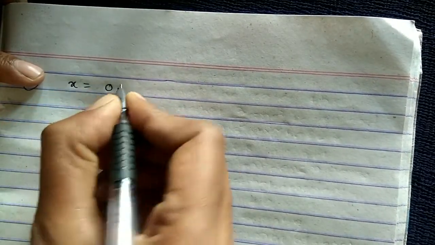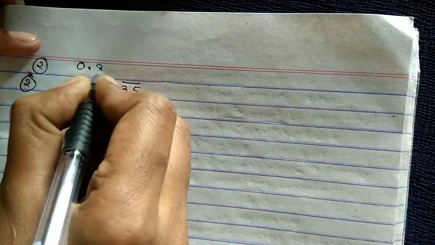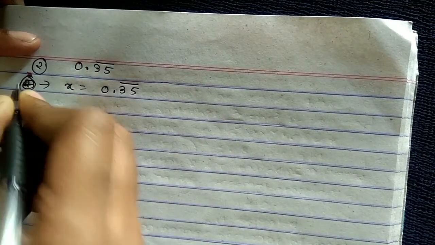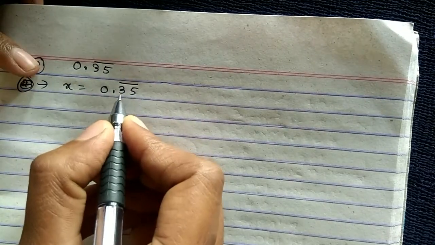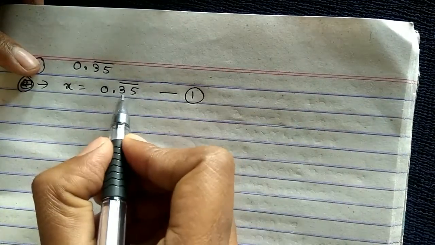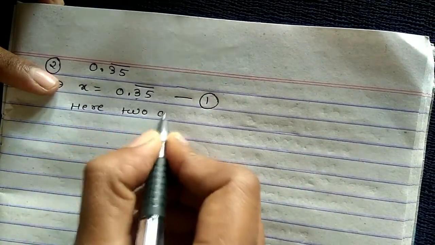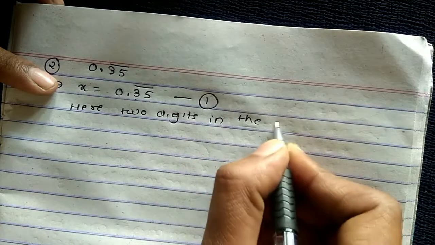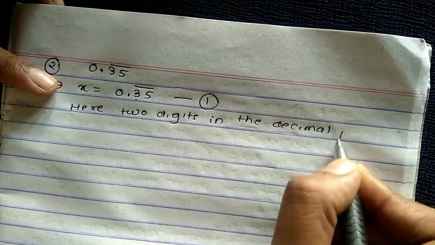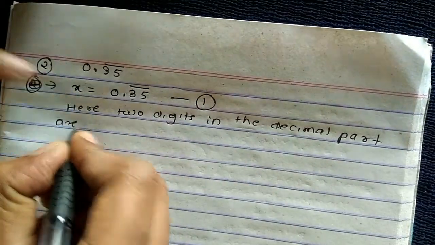Now let us take one more example where we have two repeating digits. Question 2: convert 0.35 bar into a fraction. I'll take this as x, so x equals 0.35 bar, and name this as equation 1. Here we have two digits repeating in the decimal part; the bar shows two digits in the decimal part are repeating.